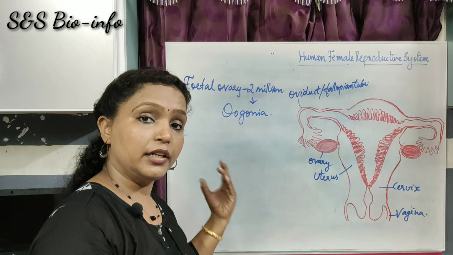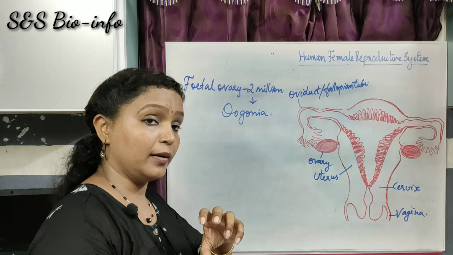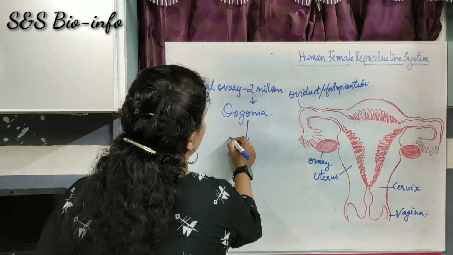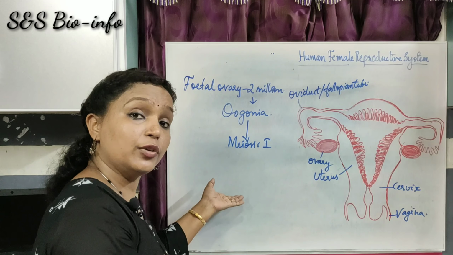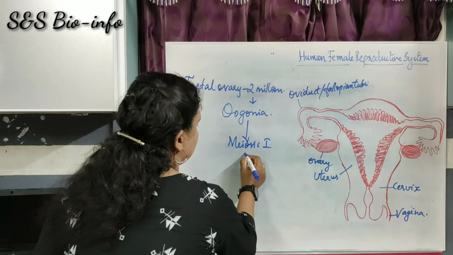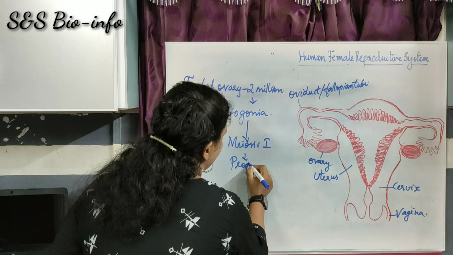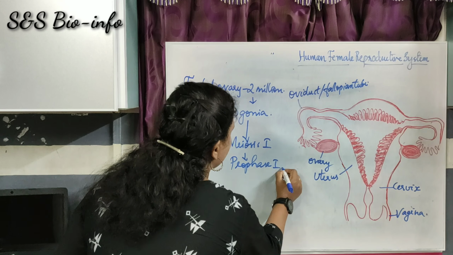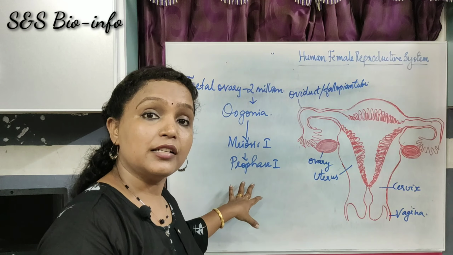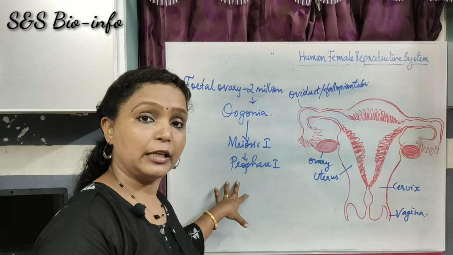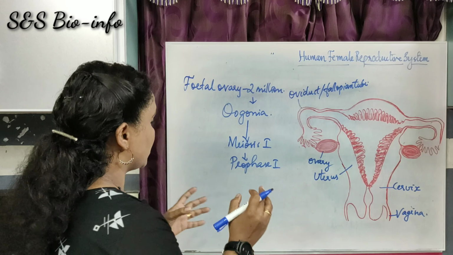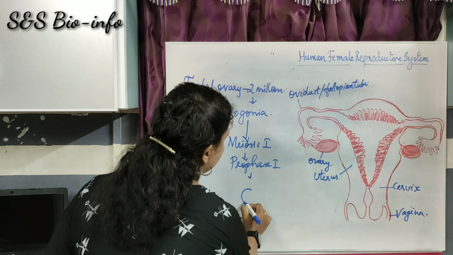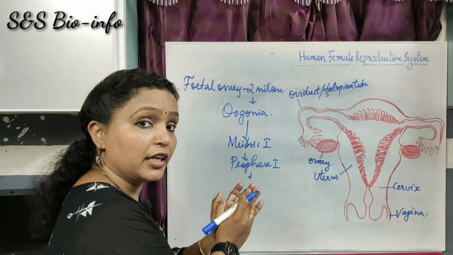These cells undergo meiotic division 1, meiosis 1, and enter into the first phase, prophase 1. Thereafter, this stage is temporarily arrested. That means meiosis 1 is temporarily arrested. So, the structure of the oogonium will be like the primary oocyte.